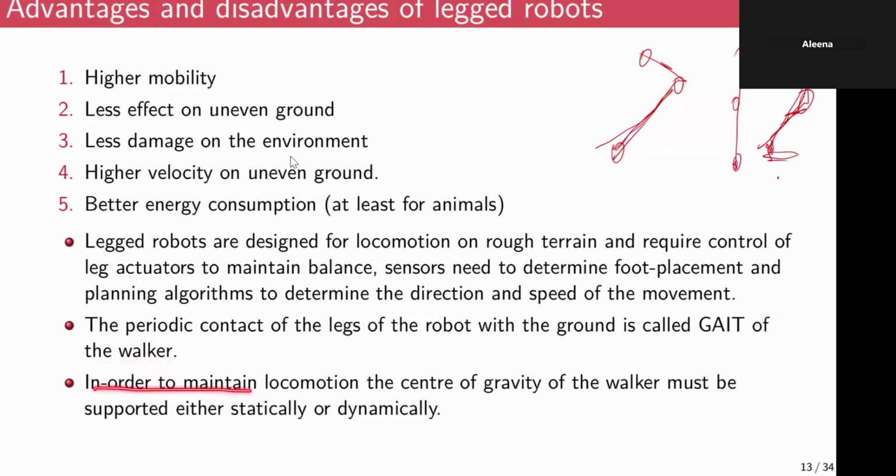And the final point is, in order to maintain locomotion, the center of gravity of the walker must be supported either statically or dynamically. In case of a static equilibrium, like when the robot is stationary, the key important point is that if the robot had four legs, maybe this is the point of contact of the first leg, this is the point of contact of the second leg, the third leg, and the fourth leg. You could draw a polygon that connects all four points of contact of the legs. And static stability requires the center of gravity of that entire robot to be within this closed polygon, right?